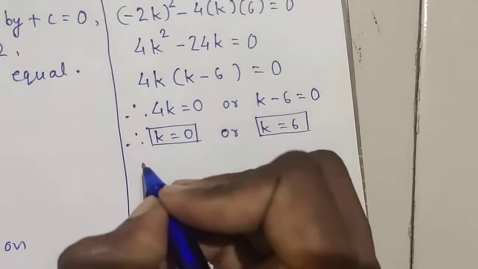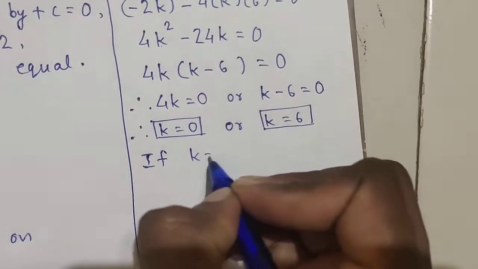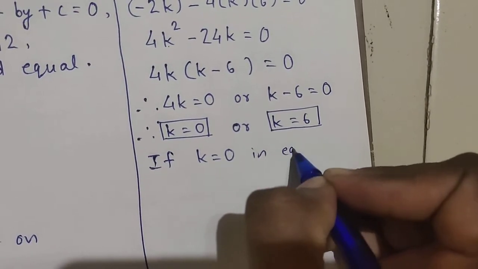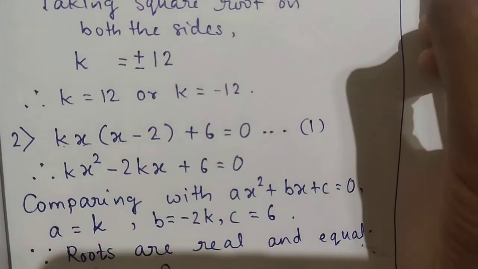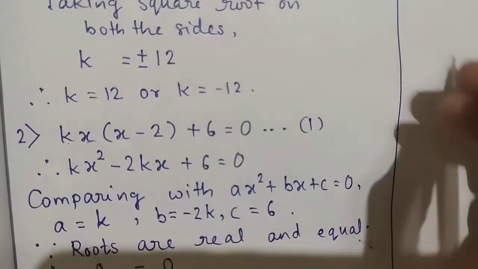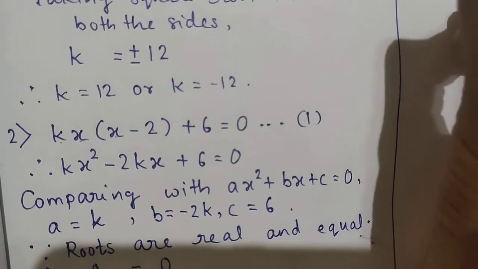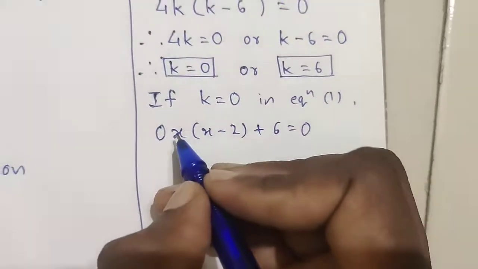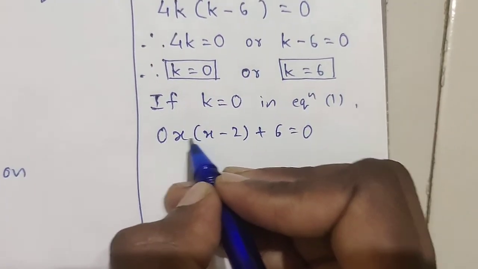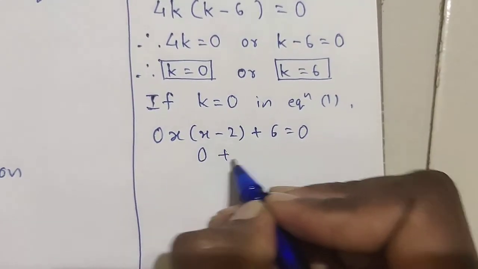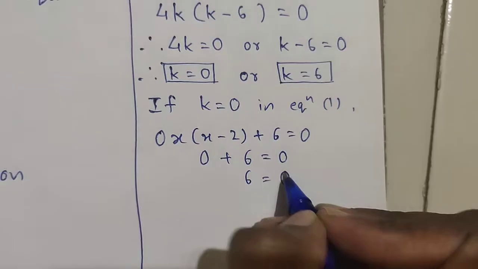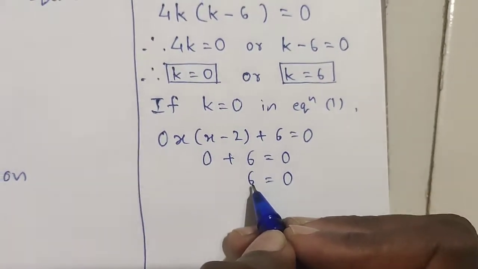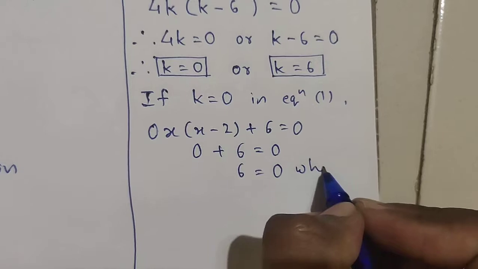So let us see what you get if you take k equals 0 in equation 1. Place k as 0 and the remaining things as they are. See what I have written. In place of k I have written 0 and all other things as they are. Now see, this term 0x means 0, and 0 into the bracket gives you 0. So this becomes 0 plus 6 equals 0, that is 6 equals 0. Is it possible? Have you ever seen 6 equal to 0? No.